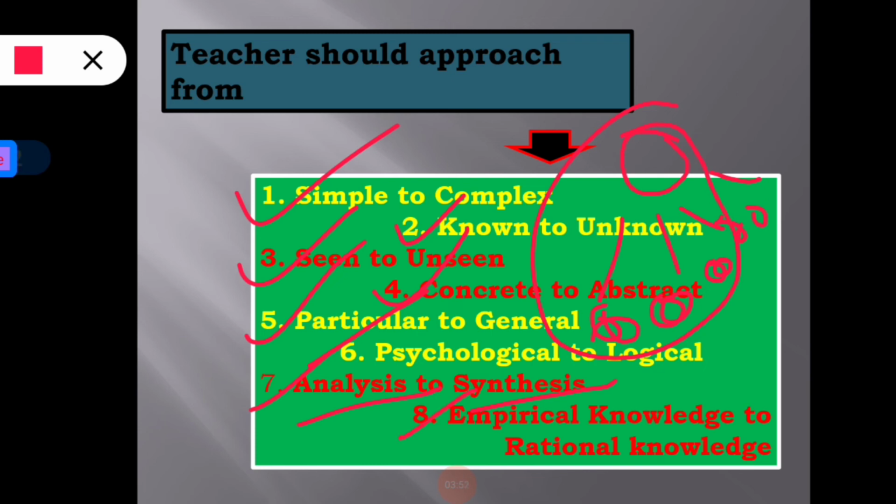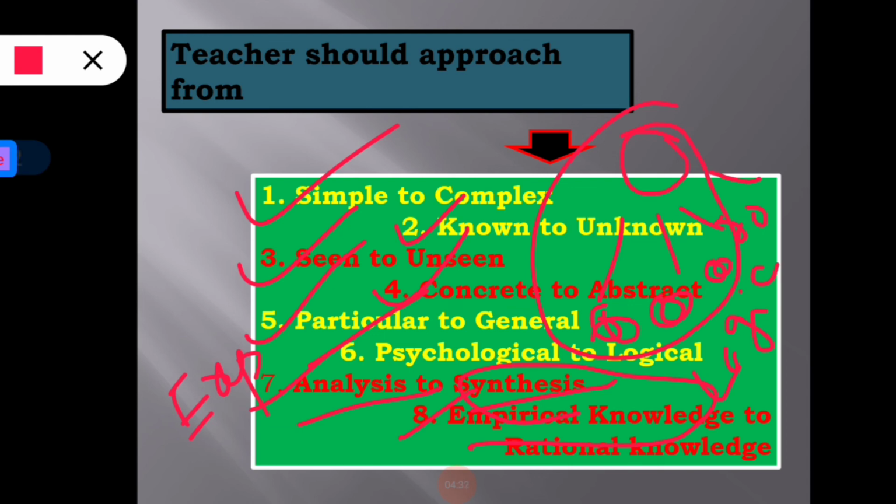And now going to the last point, that is the empirical knowledge to rational knowledge. So what do you mean by empirical knowledge? Empirical knowledge is based on experience, okay, and rational knowledge is based on logic. So that is the basic difference between empirical knowledge and rational knowledge. So teaching can start with empirical knowledge, with experience, and proceed to the rational knowledge, proceed to the logical portion of the subject or concept.